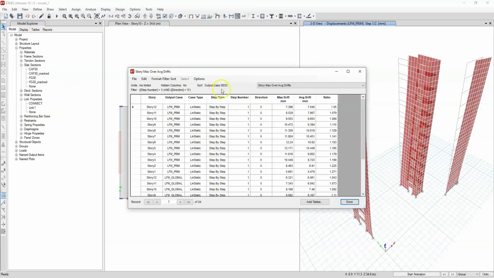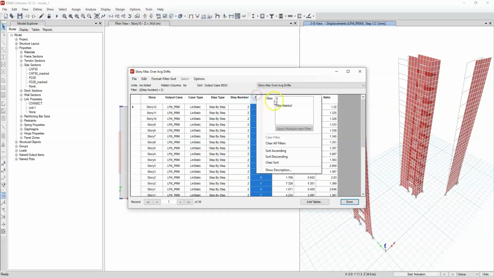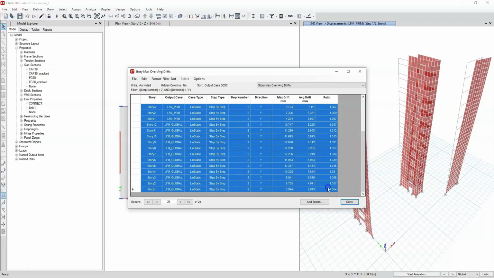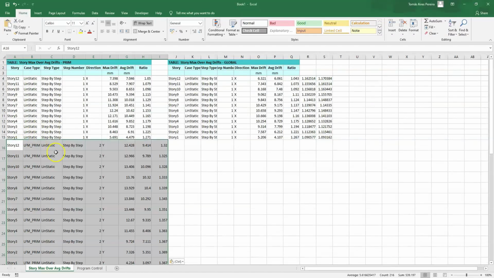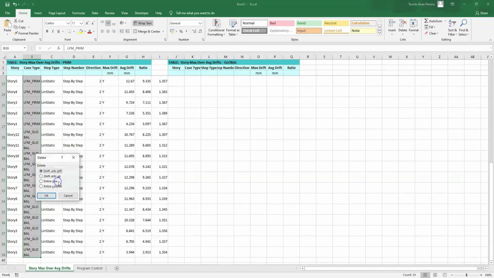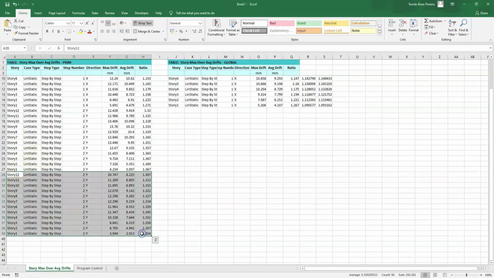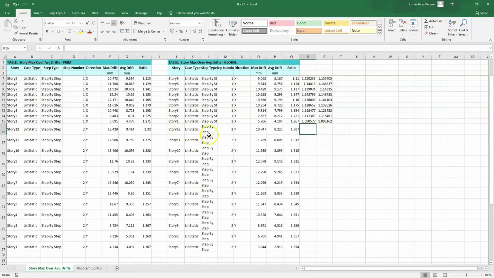For the earthquake in the other direction, we follow the exact same steps, export the table or filter by direction, in this case, direction 2, step 2, and the Y direction, and reorganize the Excel tables in the same way. Once again, it is important to observe, as we saw with the previous numbers, that there is different behavior as we move up in height.